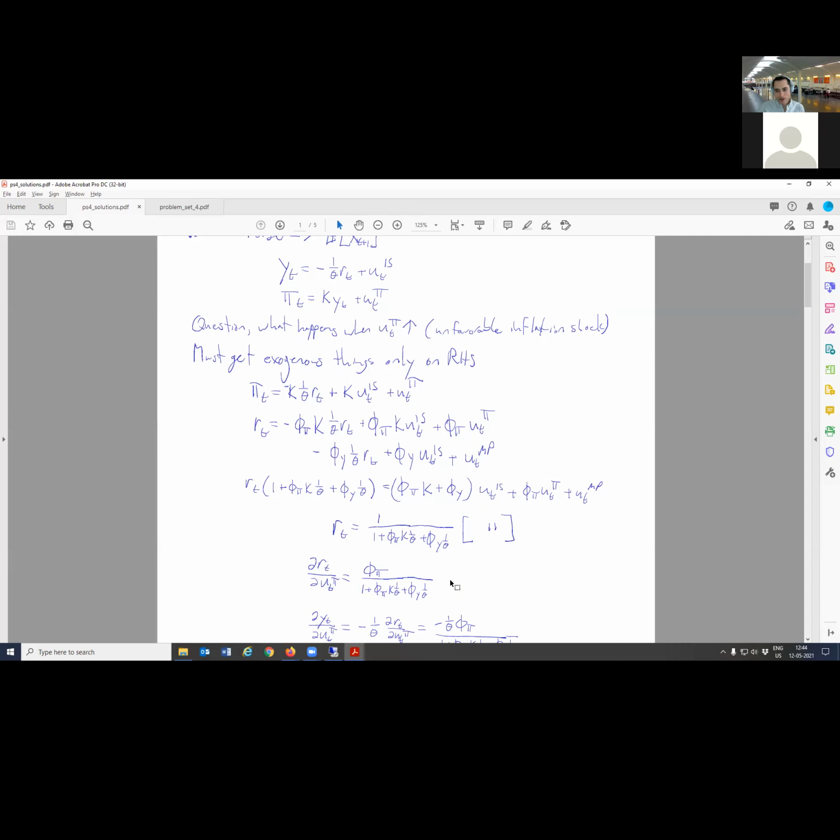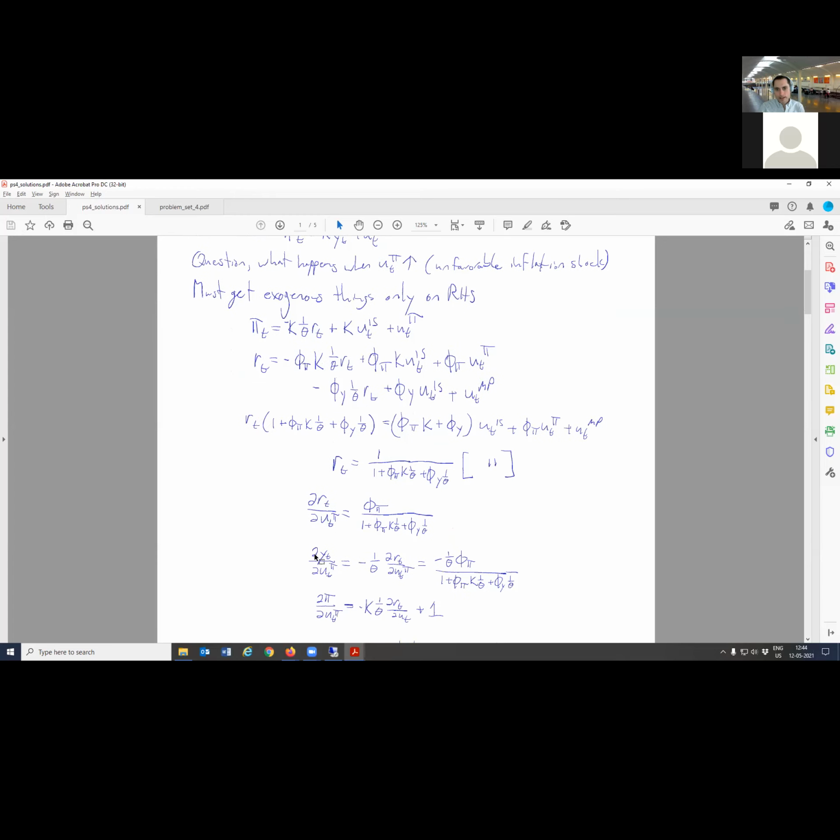And what can you learn from this? We assume that all of these phi's are positive. We assume everything in here is positive. So it says that when inflation is shocked positively, that causes the interest rate to go up, after considering all of these circular effects.